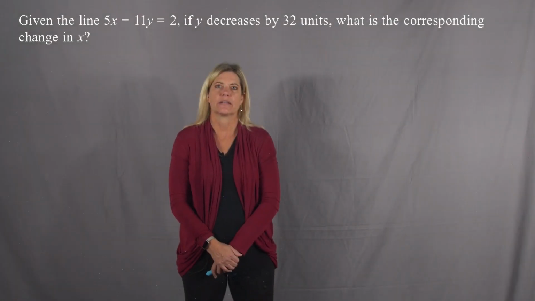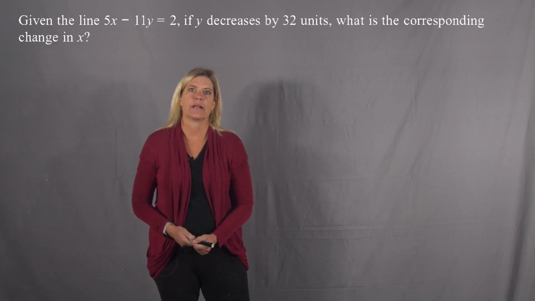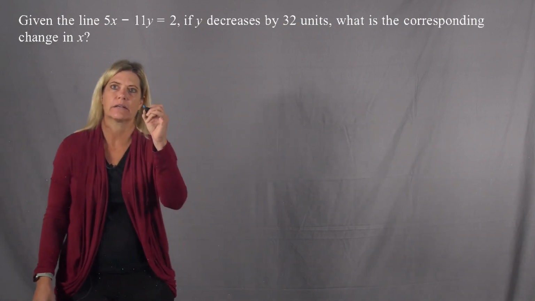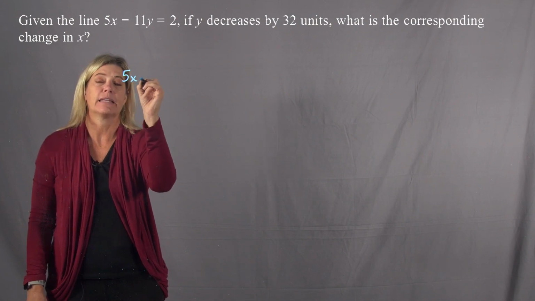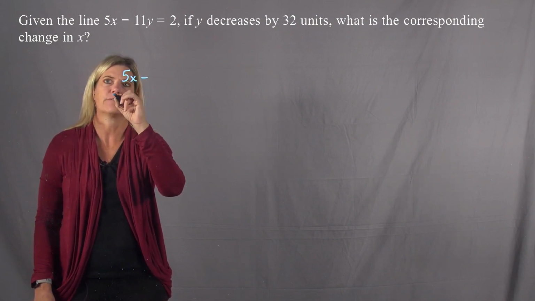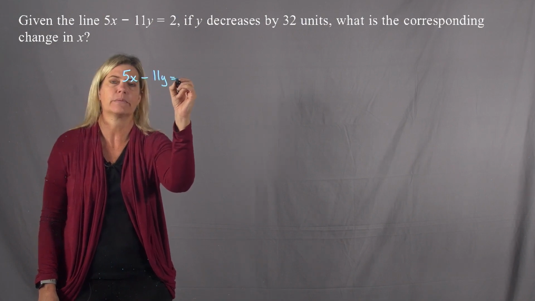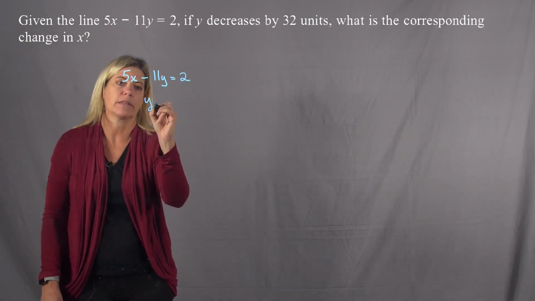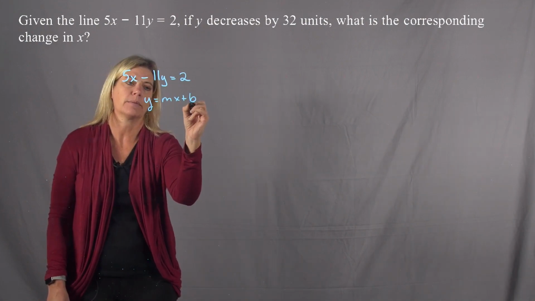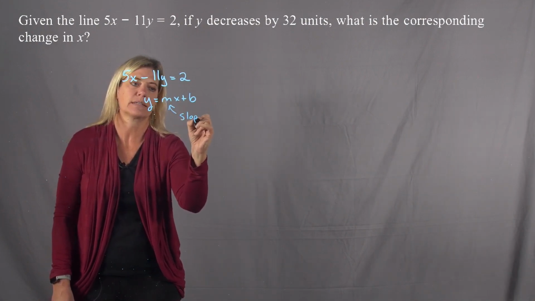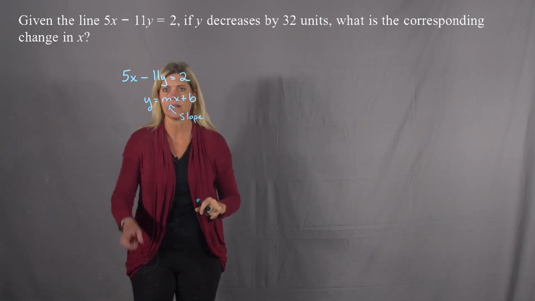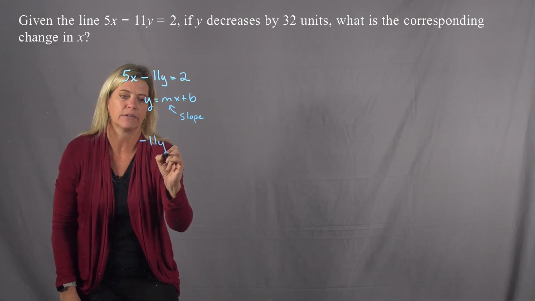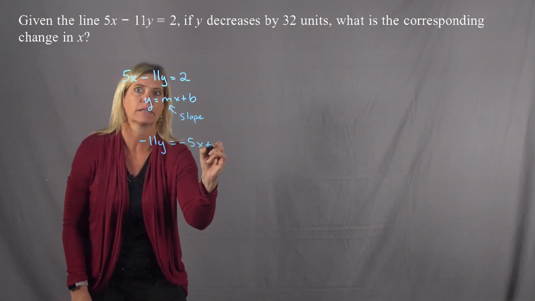In this problem, we're given the line 5x minus 11y is equal to 2, and we want to know if y decreases by 32 units, what is the corresponding change in x? So when we do this, we want to be able to find the slope of this line. So the line is 5x minus 11y is equal to 2. And what I want to do is manipulate this so that it's in slope-intercept form, which is your y equals mx plus b, because I want to be able to easily identify the slope of this line in order to solve this problem. So to manipulate this, the first thing I want to do is subtract 5x from both sides. So I get negative 11y is equal to negative 5x plus 2.